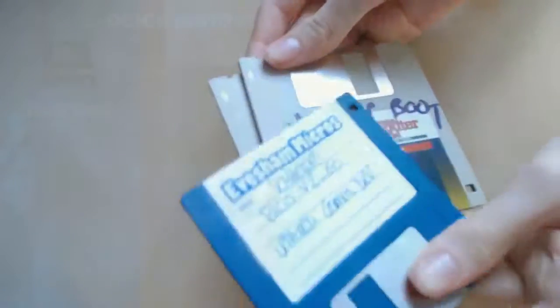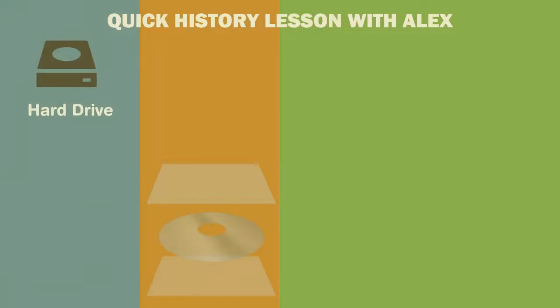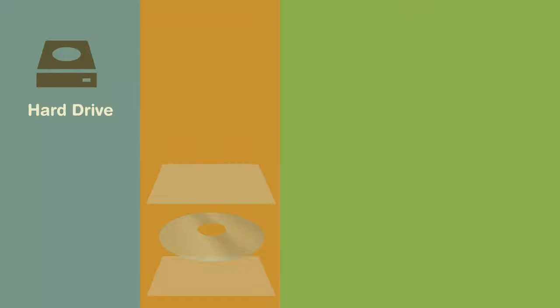So they kind of stopped being floppy. But because they used to be floppy, hard drives were obviously a lot more solid, and that's how they got the name hard drive. Now, hard drives are really odd.